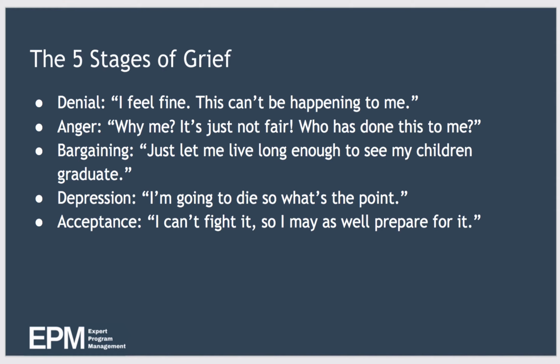Now, the original grief curve describes how people handle grief when confronted with terminal illness. As they were originally described, the 5 stages of grief are denial, and that's associated with phrases such as, I feel fine, this can't be happening to me, where people are just denying this is happening at all. Then they move to the anger phase. Why me? It's just not fair. Who has done this to me?